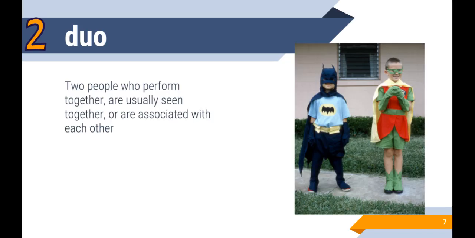Your next word is duo, and this is two people who perform together, are usually seen together, or are associated with each other. So, in the picture, you see Batman and Robin. Batman and Robin are a famous duo. They are usually associated with each other. I also think of, from Sesame Street, Bert and Ernie. They're usually associated with each other. So on your paper, I want you to think of a duo that you can think of. So two people who perform together, are usually seen together, or are associated with each other.